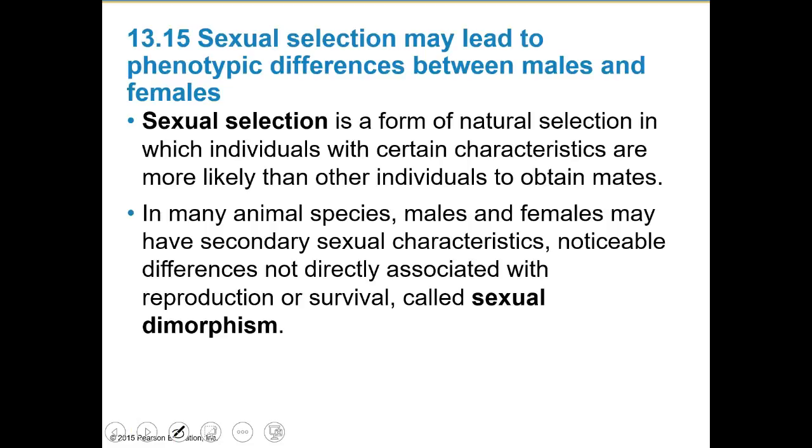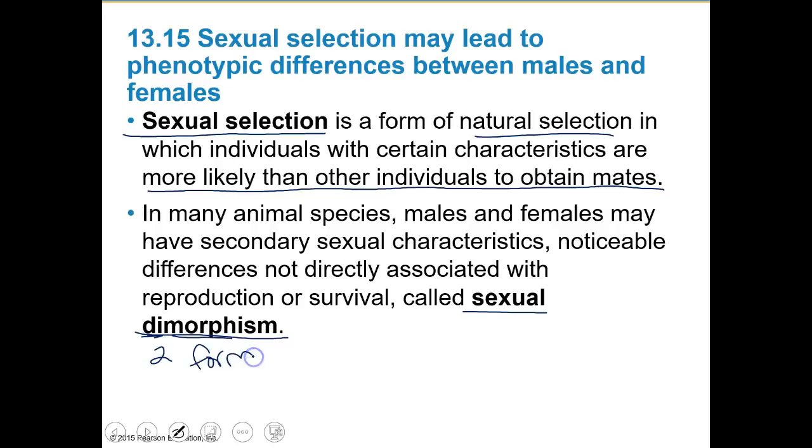All right, so along with that, the last one's a good segue into sexual selection. So sexual selection is a form of natural selection in which individuals with certain characteristics are more likely than other individuals to obtain mates. So in many animals, males and females may have secondary sexual characteristics, noticeable differences not directly related to reproduction or survival. This is what we call sexual dimorphism. So di is two, morph is form. So we have two forms based on sexes.